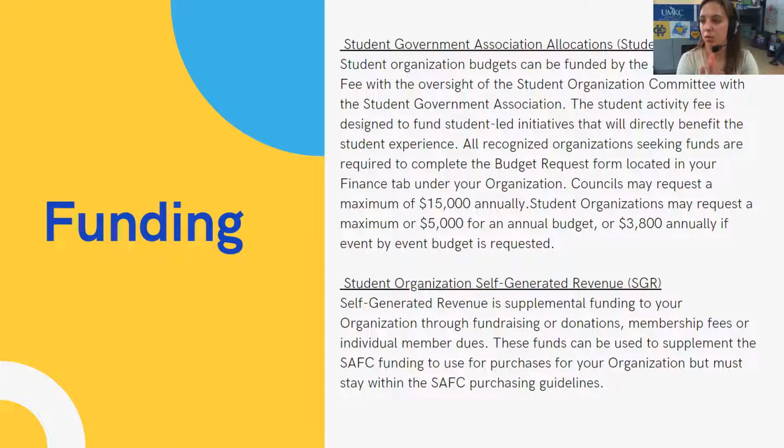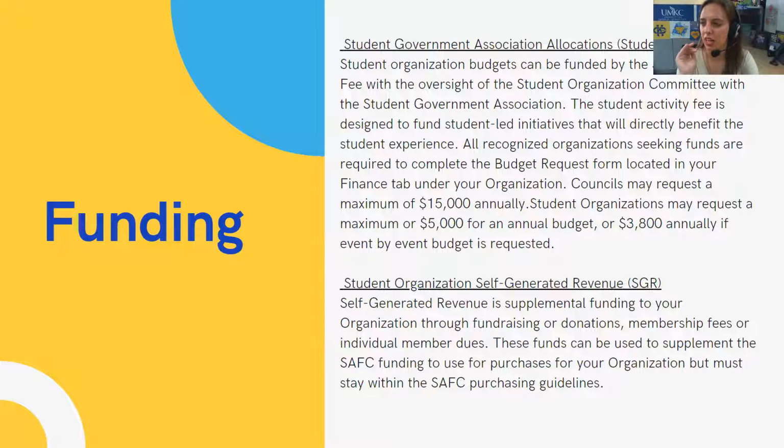But these funds are then deposited within the Office of Student Involvement, and I'll talk about that here in a little bit. These funds are a supplemental fund typically for SAFC budgets, and still have to fall within those purchasing guidelines based off the Student Activity Fee Committee. The biggest difference between these two accounts is that the self-generated revenue account, whatever is left in there unspent, gets to remain in that account year to year. I kind of deem that as a student org savings account. And then their checking account would be that SAFC account.